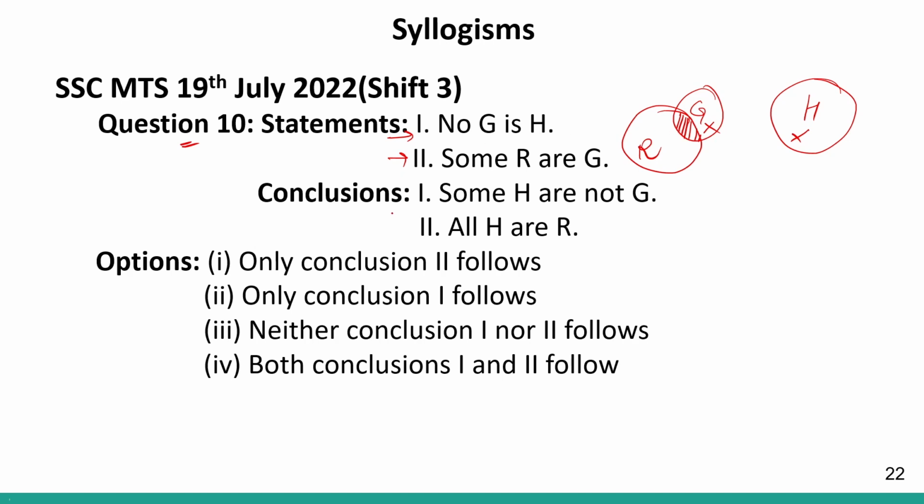Now let us look at the conclusion. Conclusion number 1 says some H are not G. This is definitely correct because they are not overlapping. So this will be true.